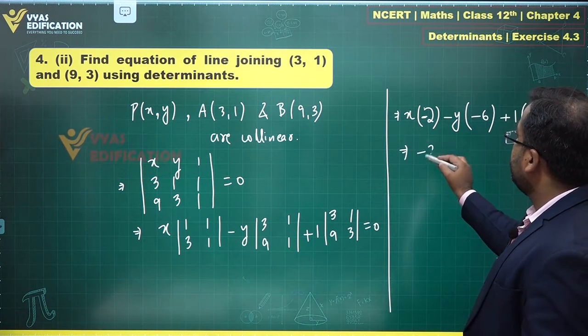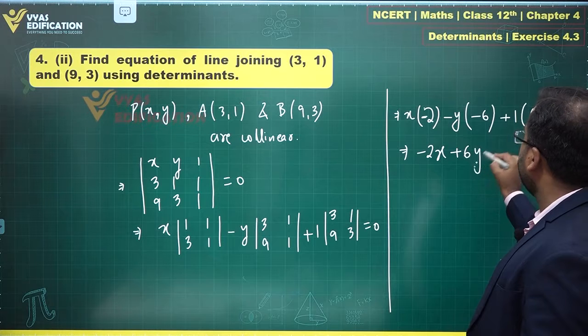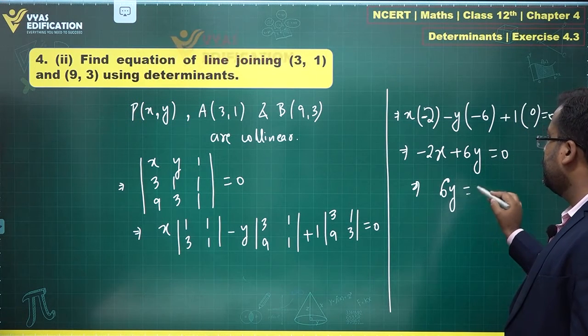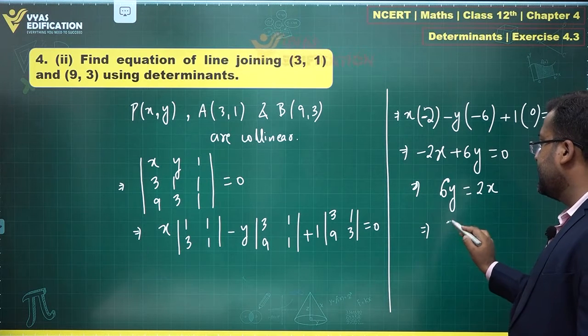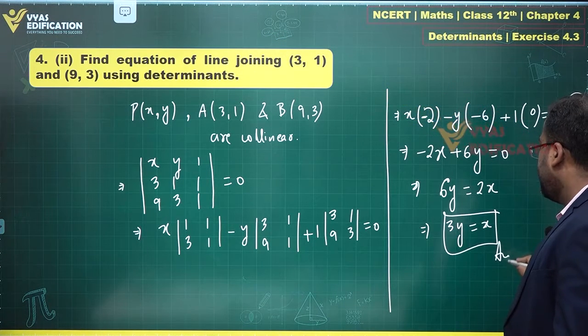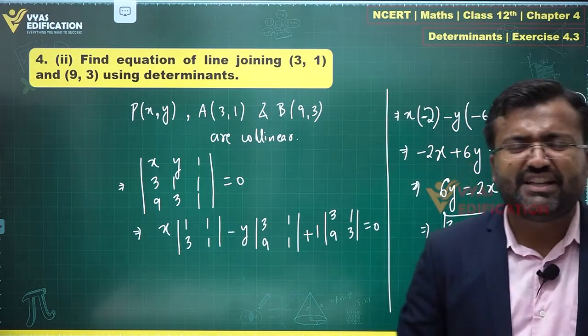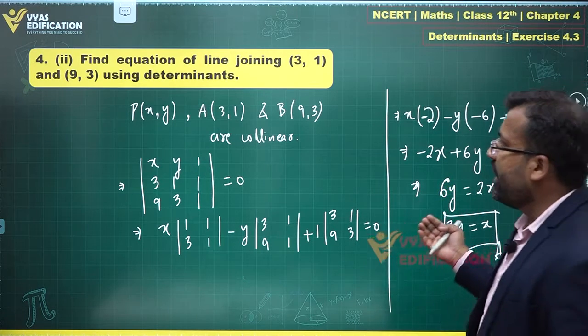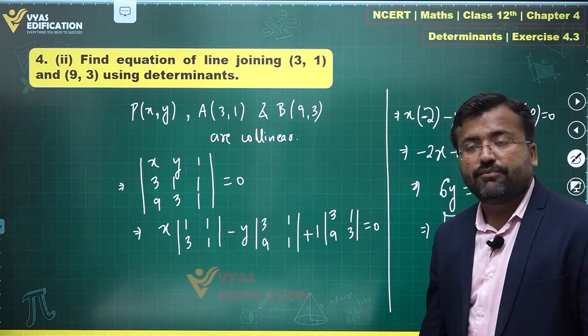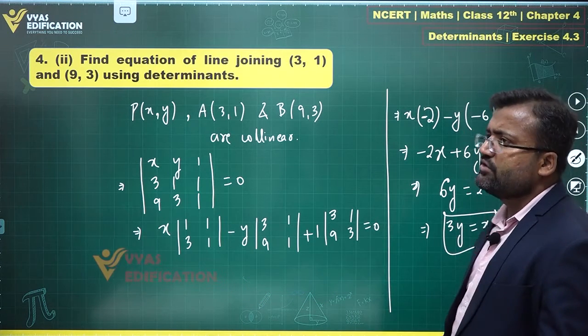This becomes minus 2x plus 6y is equal to 0, or you can say 6y is equal to 2x. Therefore, 3y is equal to x. This is the required equation. y is equal to x by 3, or 3y equal to x, is the required equation of the line joining the points 3, 1 and 9, 3. Is that all? Yes, that's all that you have in this question.